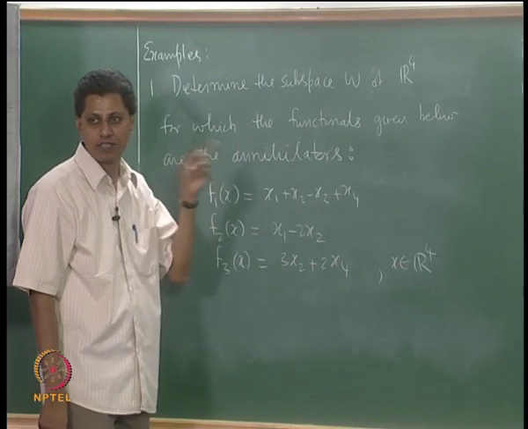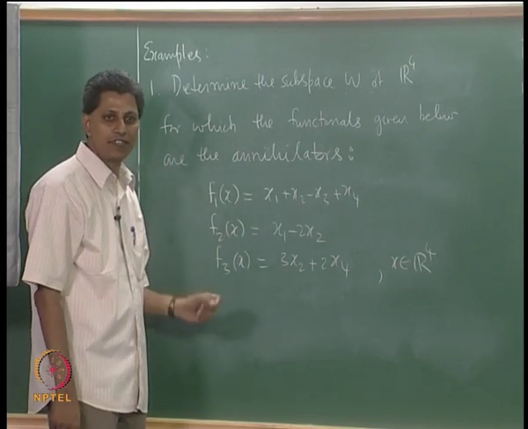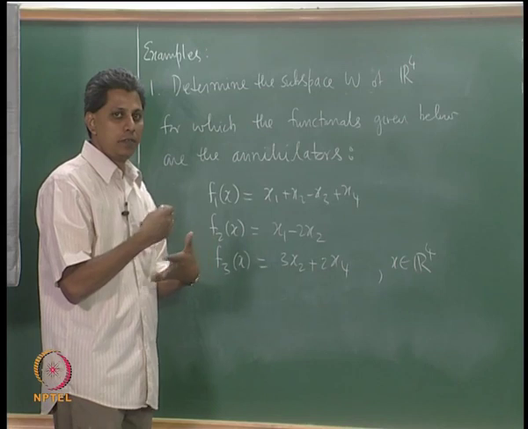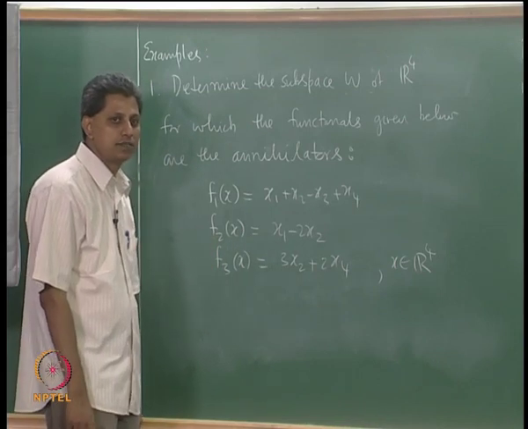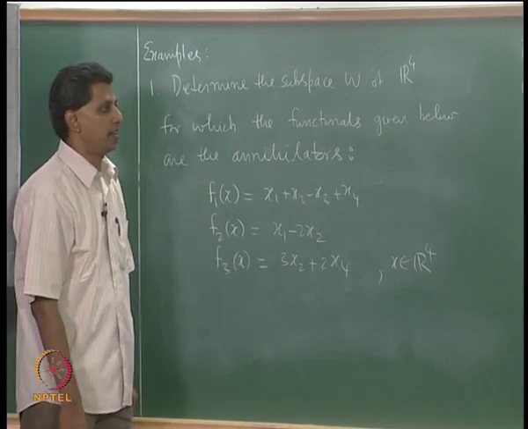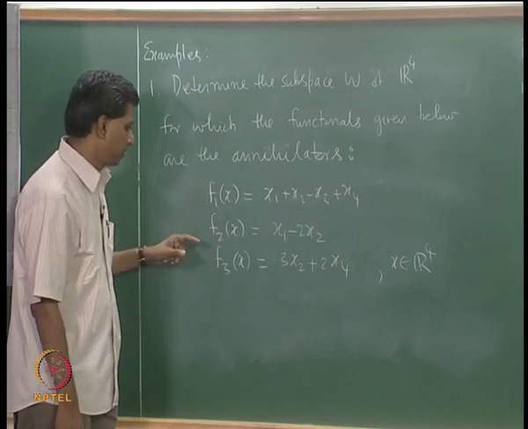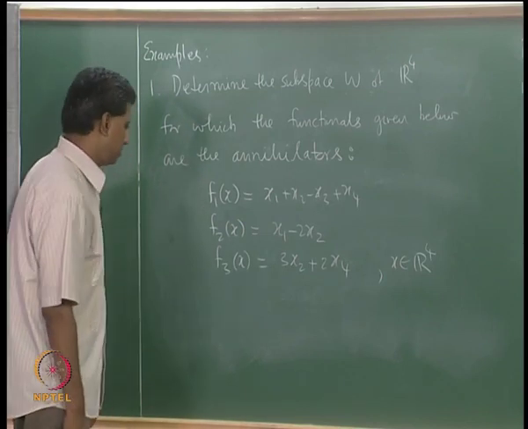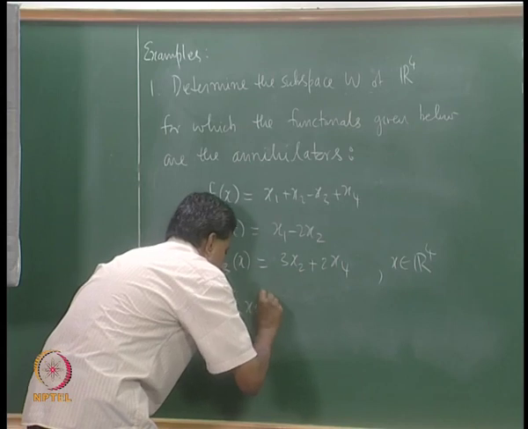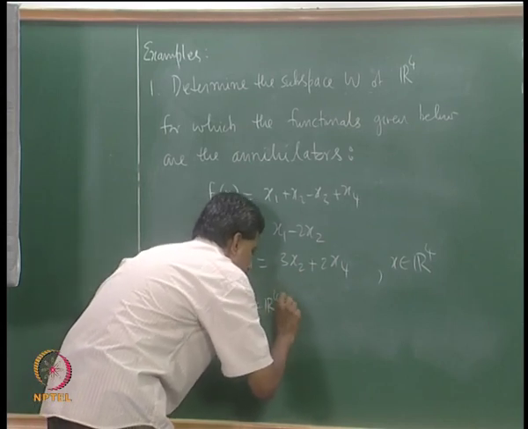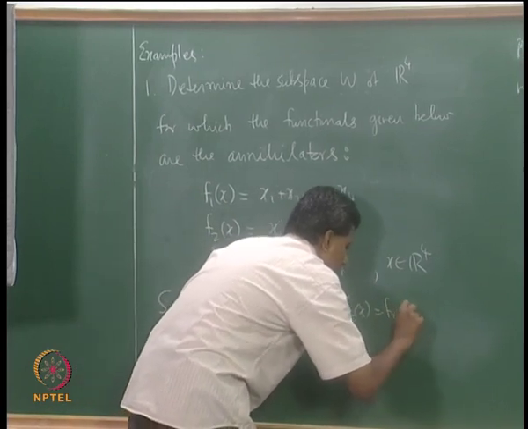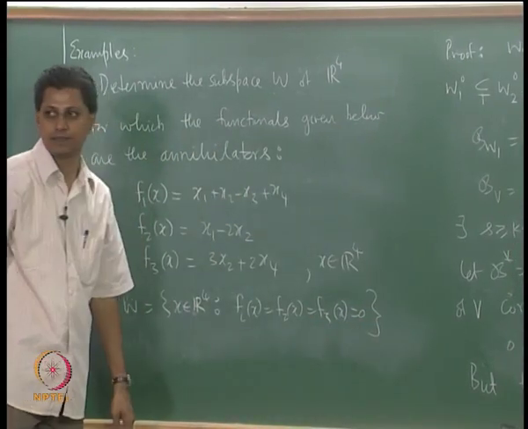Remember, just now we have seen W is equal to the set of all x element of E such that Fi x equals 0 for all i running from k plus 1 to n. Subspaces can be given by the set of annihilators of that subspace. A subspace can be given using the annihilating functionals also. So we need to solve this problem. What is the definition of W? W is the set of all x in R4 in this case, such that f1 of x equals f2 of x equals f3 of x equals 0.